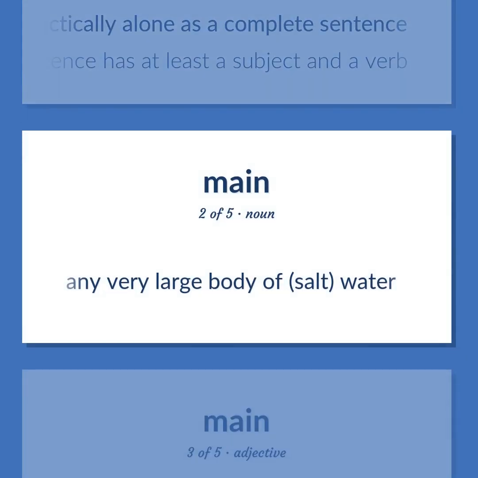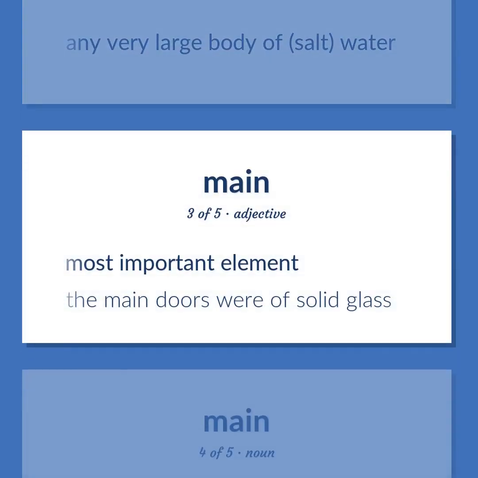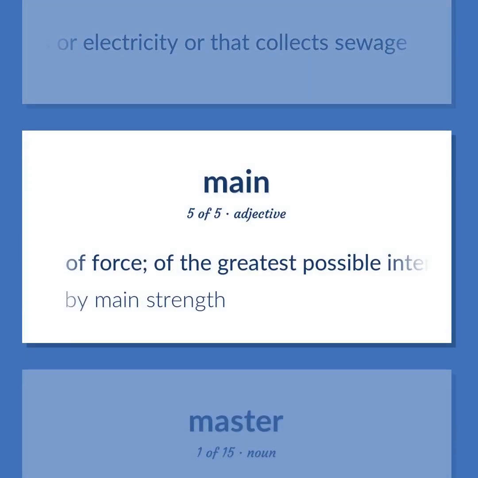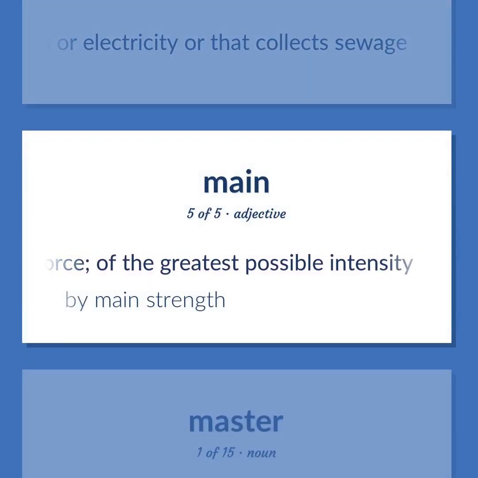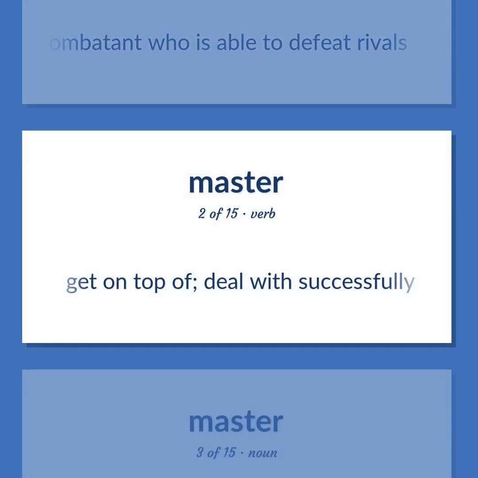Any very large body of salt water. Most important element. The main doors were of solid glass. A principal pipe in a system that distributes water or gas or electricity or that collects sewage. Of force. Of the greatest possible intensity. By main strength. A combatant who is able to defeat rivals. Get on top of. Deal with successfully.